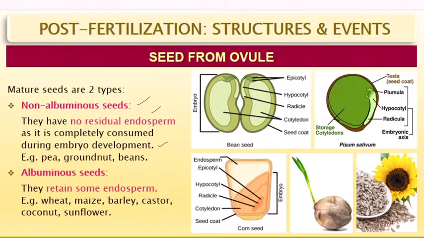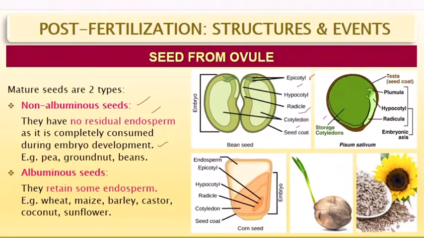Examples are groundnut and beans. You can see the bean seed here. You can see there is no presence of endosperm. Completely it is consumed. So epicotyl, hypocotyl, radicle. Radicle is nothing but the future root. Then cotyledons and the outer coat, the seed coat. Similarly peas and beans. You can see here also the plumule, all that, and then the cotyledons, of course, with storage.